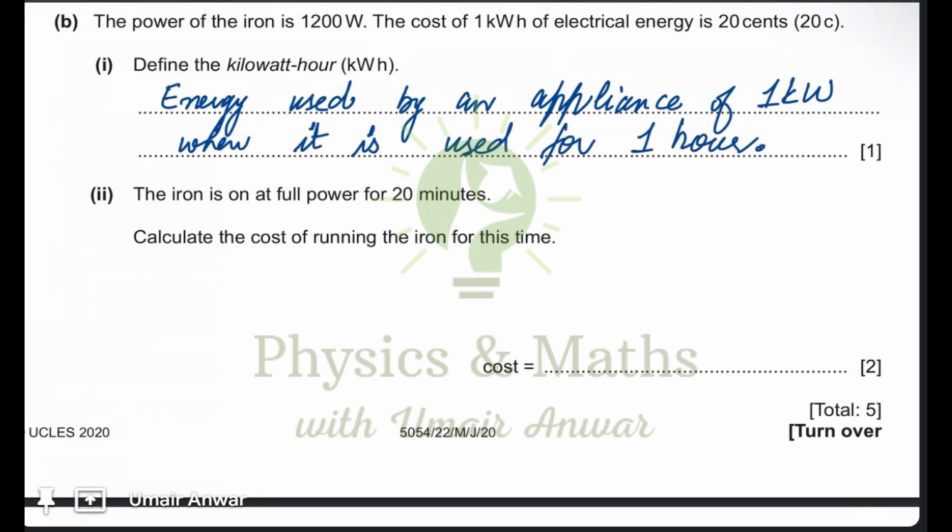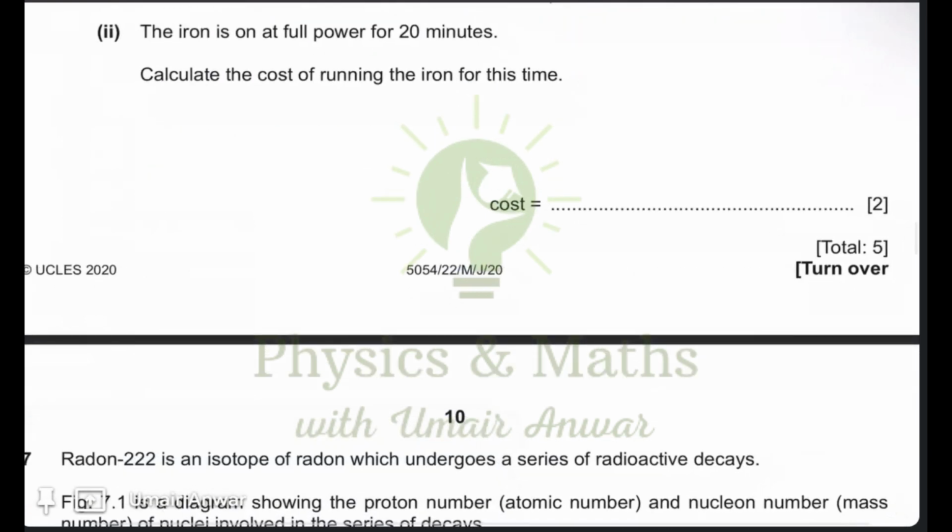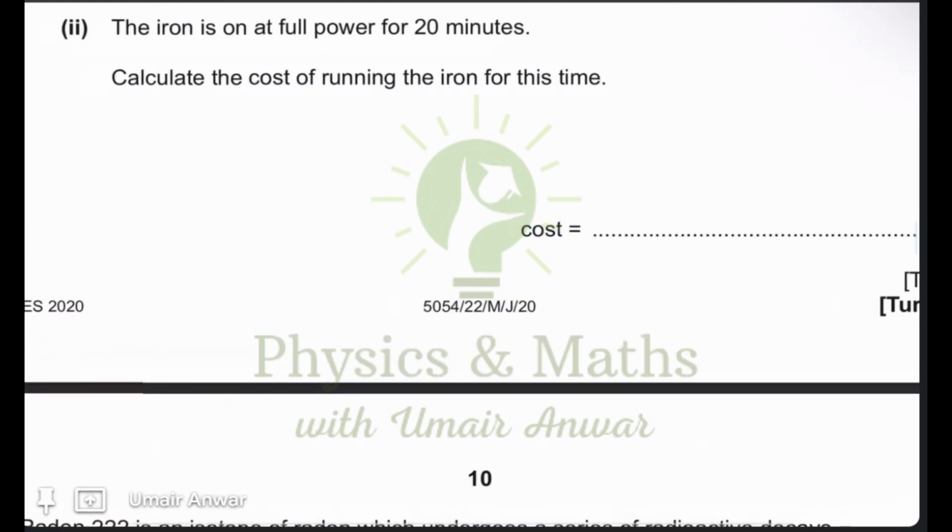So if an appliance of 1000 watt or 1 kilowatt is used for 1 hour, then the electrical energy used would be equal to 1 kilowatt hour. The iron is on at full power for 20 minutes. Calculate the cost of running the iron for this time.